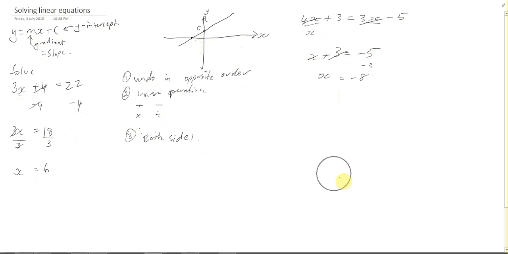Alright, next up, the next thing I want to show you is solving inequations.